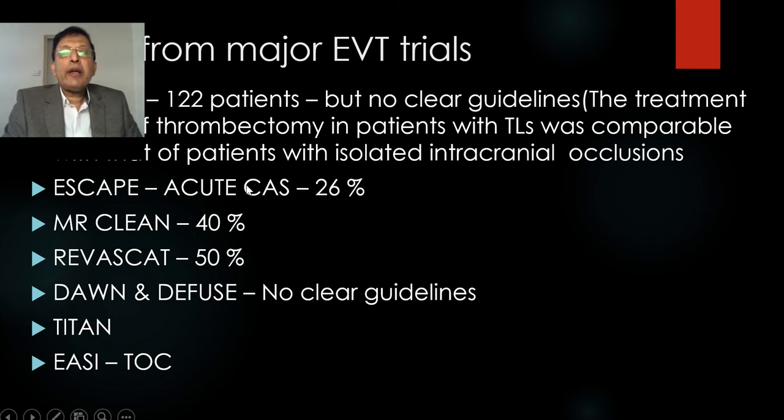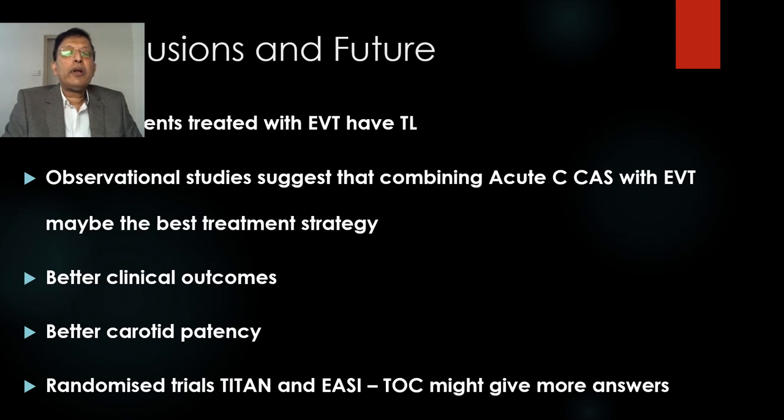In the ESCAPE trial, acute carotid artery stenting was done in 26%, MR CLEAN 40%, REVASCAT 50%, DAWN and DEFUSE, there was no definite guideline. There are currently two trials going on, the TITAN trial and the EASI-TOC trial, which is a randomized trial of patients with tandem lesion undergoing endovascular thrombectomy.